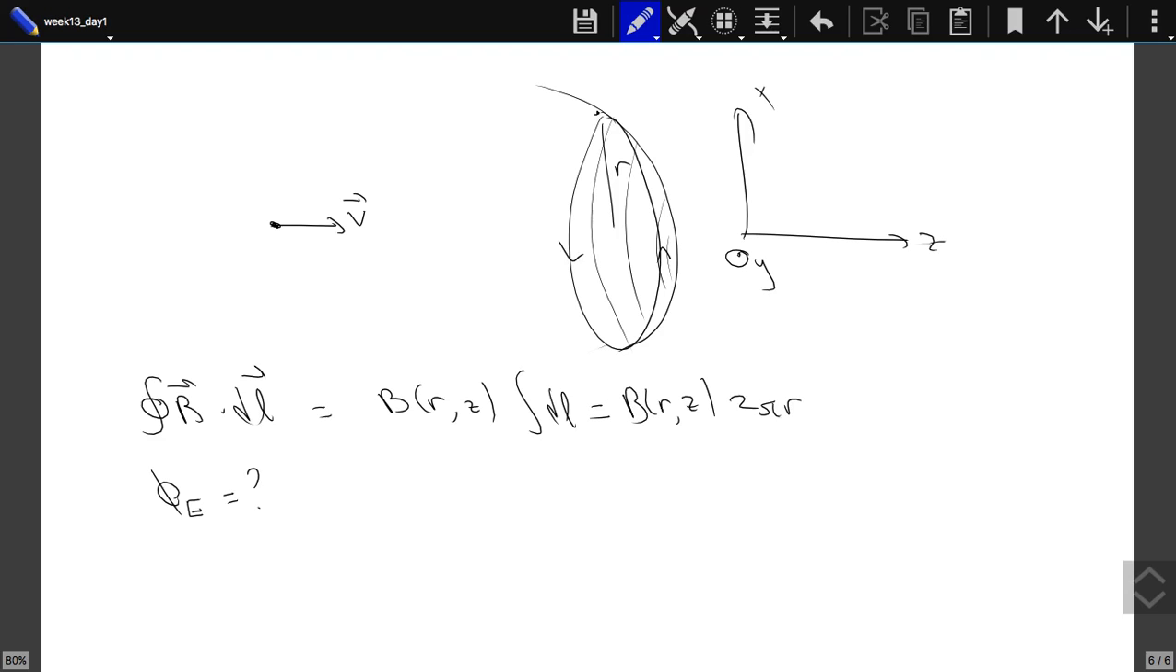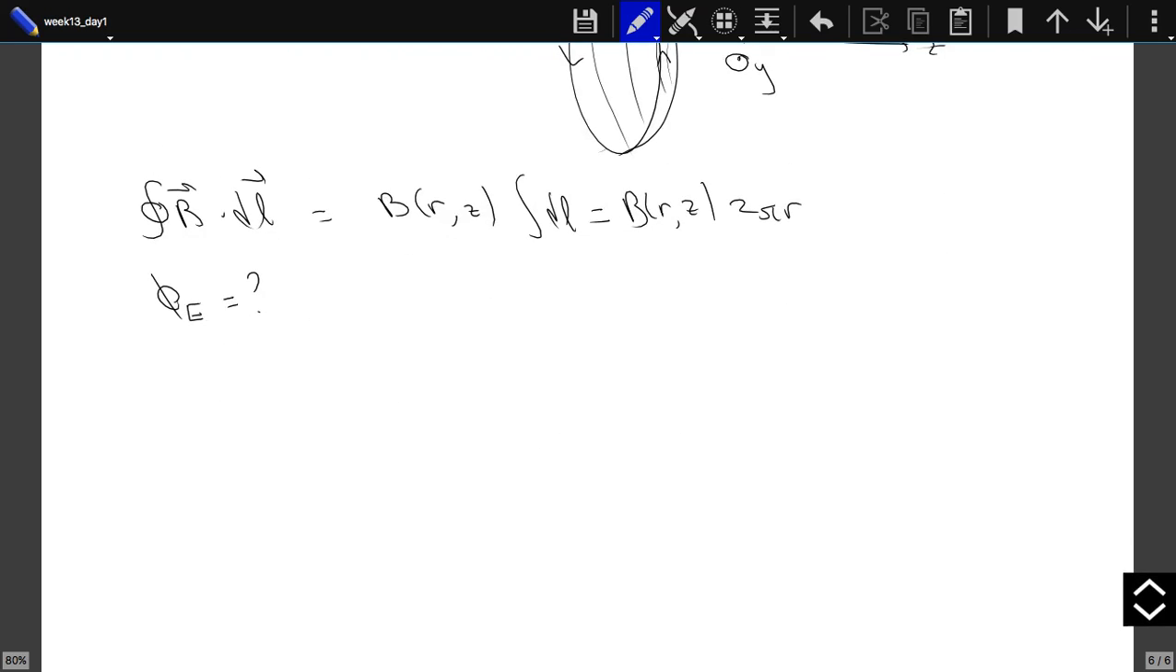Now this is a circle. Let me just draw it like this. Here I have my point charge moving in this direction, and I'm interested in the magnetic field at that point. So what I do is I imagine a surface, a sphere, like this. And this is my loop.